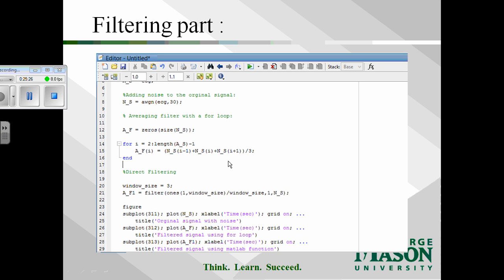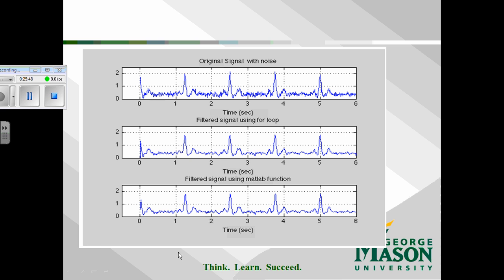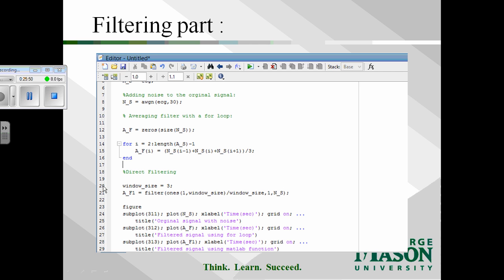Once you're done with that for loop, you can make a plot. You can make subplots so that you can show your actual noisy data, you can show your filtered data, and then you can do another one which is filtered using the MATLAB function. The MATLAB function is actually really easy, straightforward. It's this one right here where it says direct filtering. You give it the window size, you define your new function and you tell it what to do. Filter ones, 1, and then your window size. That's all you have to do.